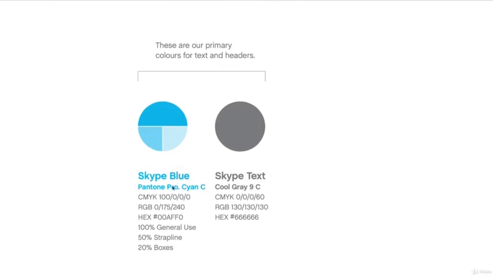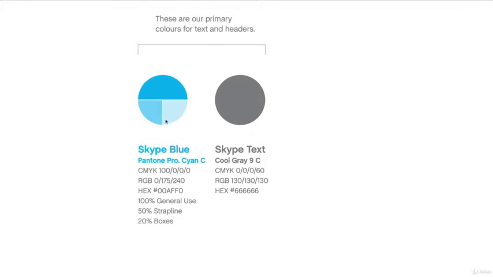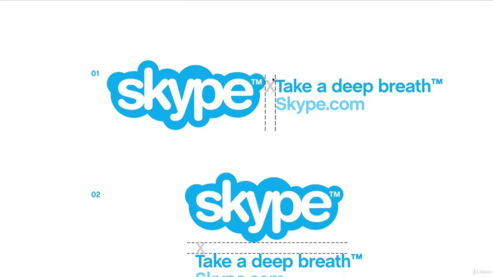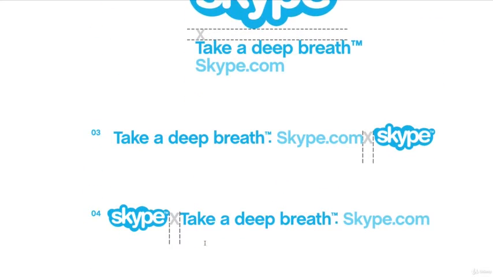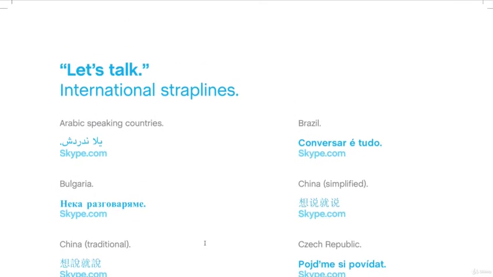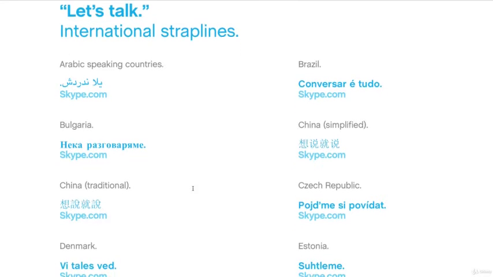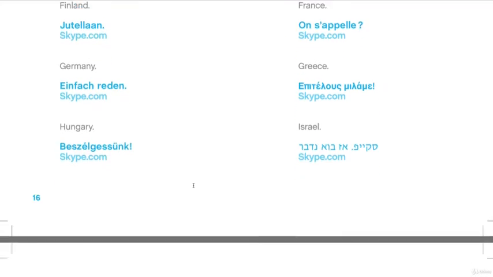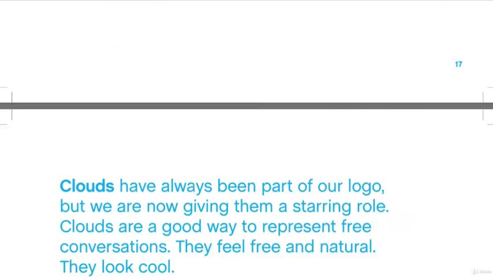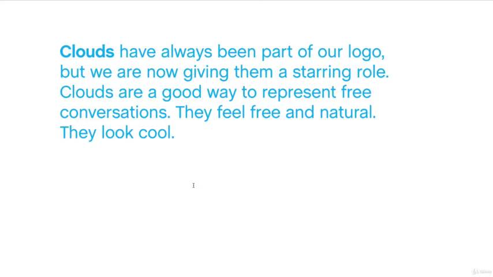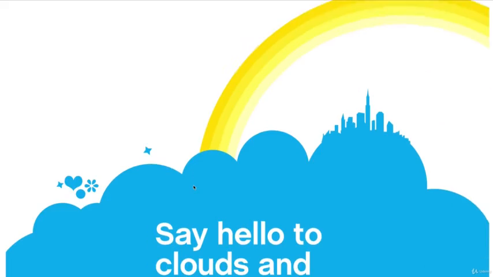And this is talking about their colors. So they have the primary colors and kind of a neutral color. There's kind of spacing or exclusion zones around the logo. And here's kind of some brand voice, brand language. Let's talk. These are kind of some international taglines. They talk about one of their assets, which is the cloud, how to use those brand assets.